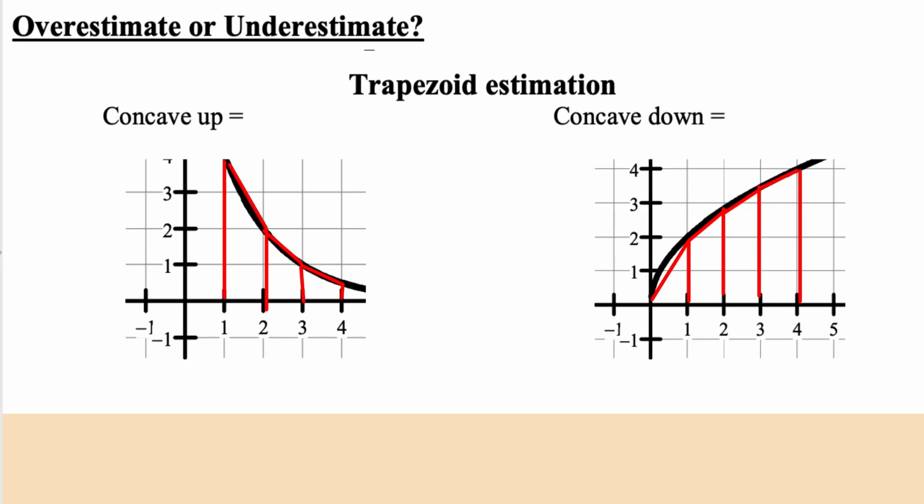Let's take a look at trapezoids. When we're looking at trapezoids, you're going to find that when it's concave up, all the trapezoids lie above the curve. So this is going to be an overestimate. And when it's concave down, all the trapezoids lie underneath, and this will be an underestimate.